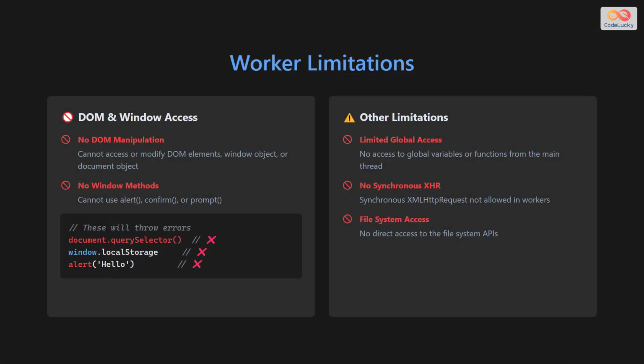Web workers have several limitations. They cannot access the document object model or DOM directly, meaning they cannot manipulate web page elements. They also lack access to the window object and its methods, such as the alert and confirm functions. Additionally, workers do not have access to global variables or functions from the main thread. Workers do not allow synchronous XMLHttpRequest calls and lack direct access to the file system API. Therefore, developers must work with these constraints when building applications that utilize web workers.